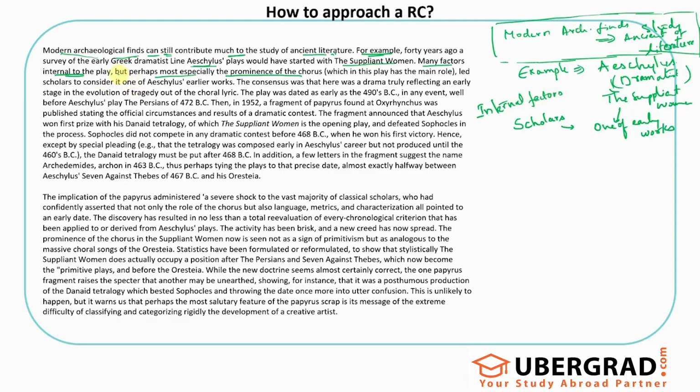but perhaps, most especially the prominence of the chorus. So there are a lot of internal factors they have used in the play, like maybe the language used, the setup that they would have referred to in the drama, etc. Whatever they mean by the internal factors. Let's say if I'm writing a drama which says that there's a king and a queen and all, then at least you can understand that it is not set up in this context.